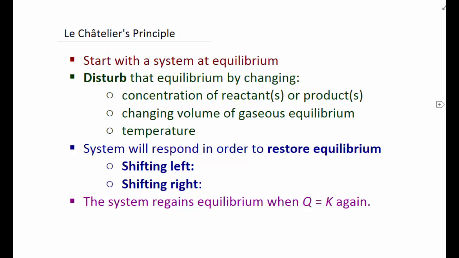If it's a gaseous equilibrium, we could change the volume of it. Turns out that will also change concentrations. We can change the temperature of an equilibrium. That will affect things as well. The system will respond in a way that will restore the original equilibrium.